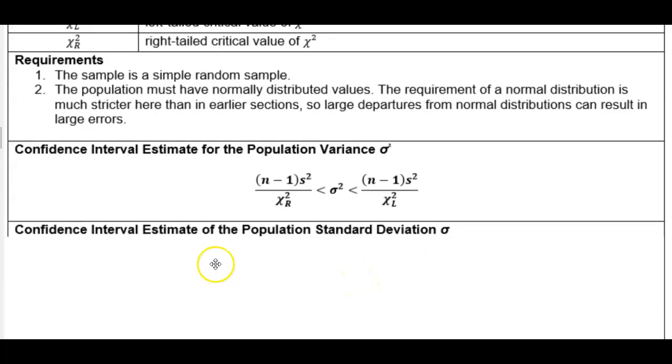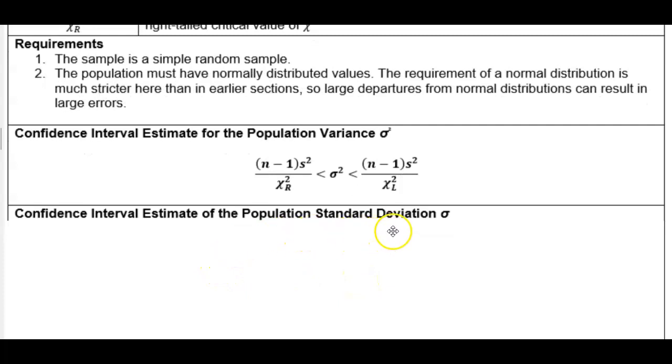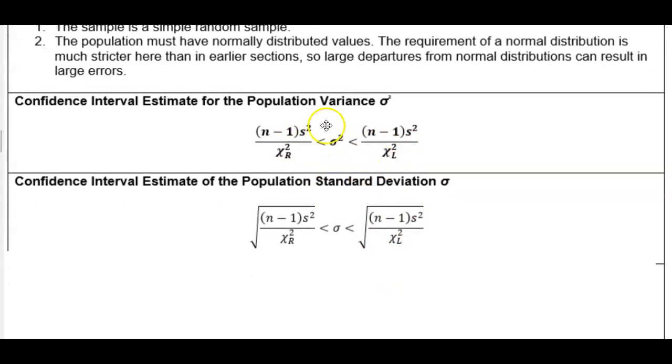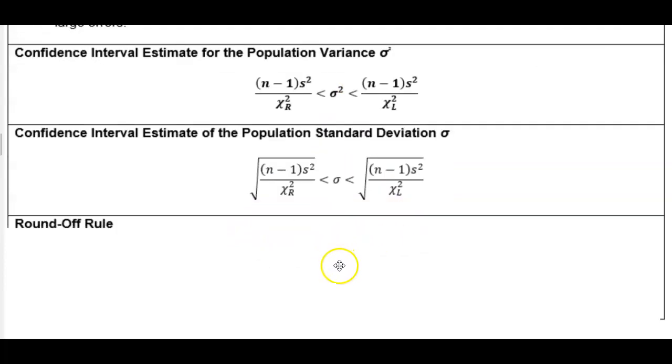Now, for the confidence interval estimate for the population standard deviation, what we'd have to do is take each of those on the left and right side of the population variance and take the square root of those values.